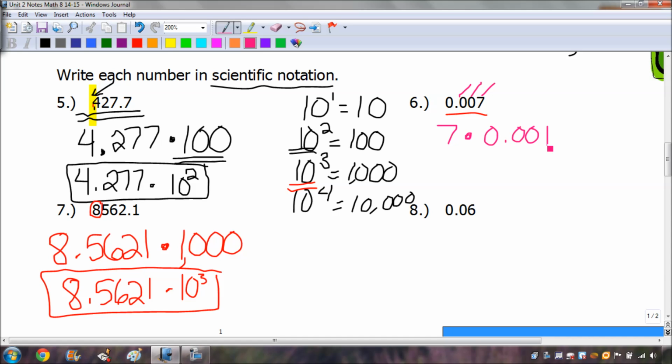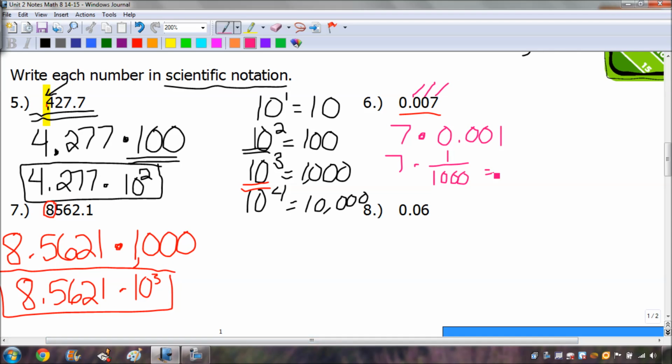Or you could just say you're multiplying it by 1 over 1,000 because you said that this is the thousandths place, right? But 7 times 1 over 1,000 means it's going to be 7 times 1 over 10 to the third power because we figured out that 1,000 is 10 to the third power. But when we write our answers we can't have fractions in them. So the last thing I'm going to do is I'm just going to say it's 7 times 10. In order to get this out of the fraction, it means that the exponent was originally negative, so it's 10 to the negative third power.